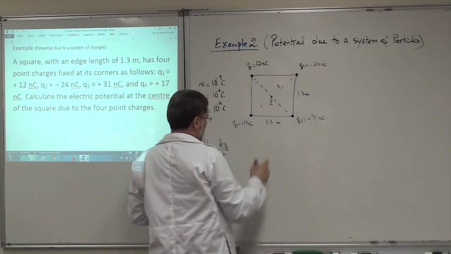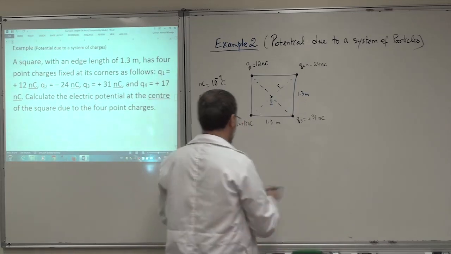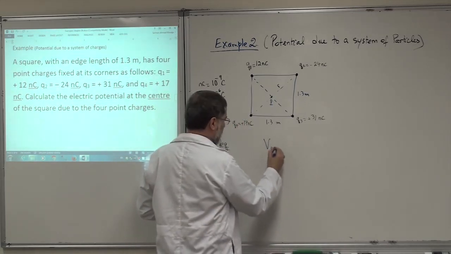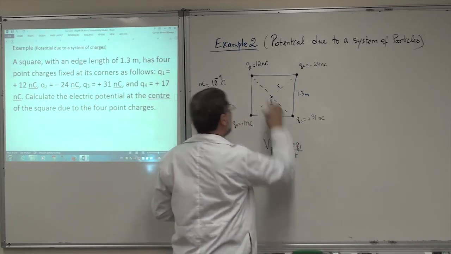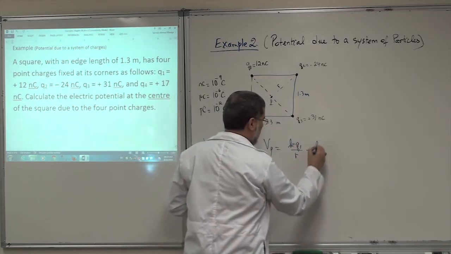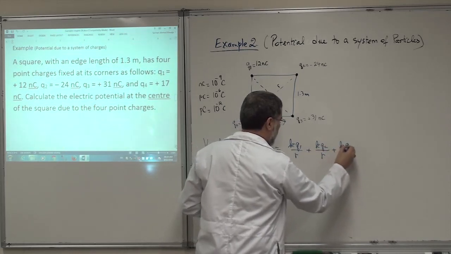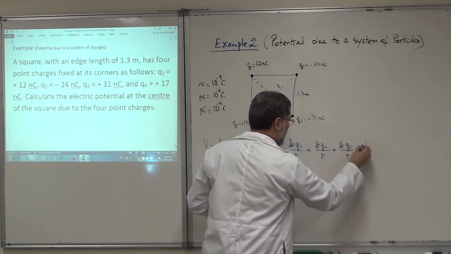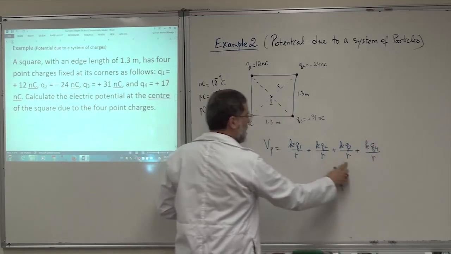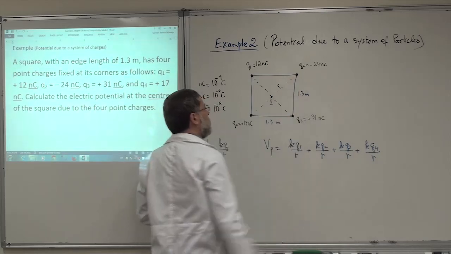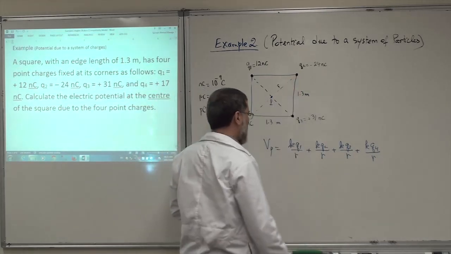So how many potentials do I have to write here at point P? I have to write 4 potentials. So V at point P will be K Q1 over R, plus K Q2 over R, plus K Q3 over R, plus K Q4 over R. And R is the same for all of them. It is half the diagonal. And he gave you the side, so you can find this half diagonal easily.